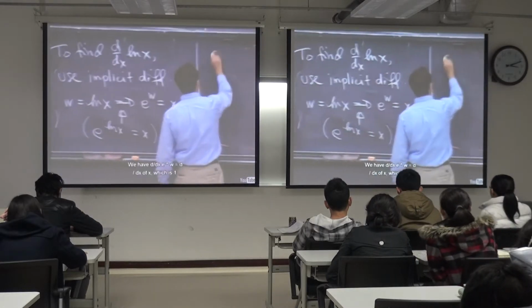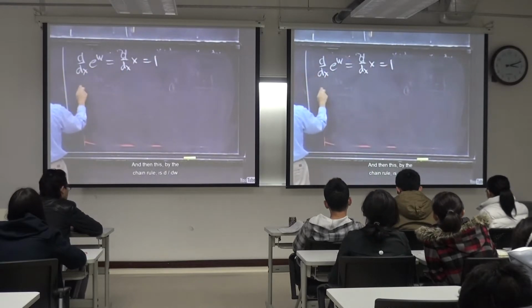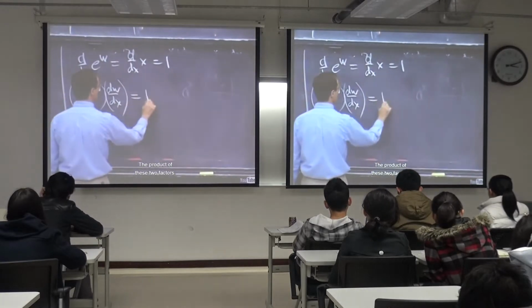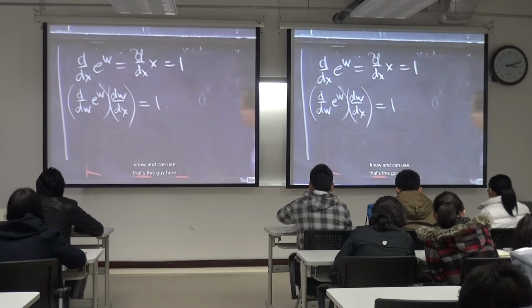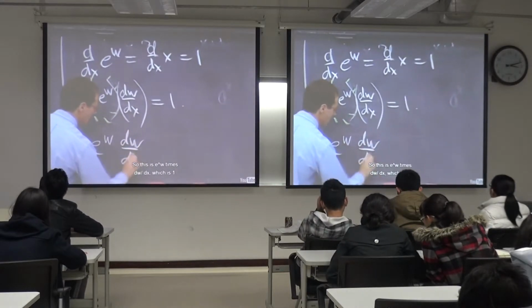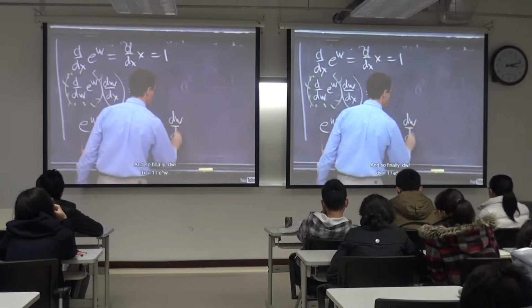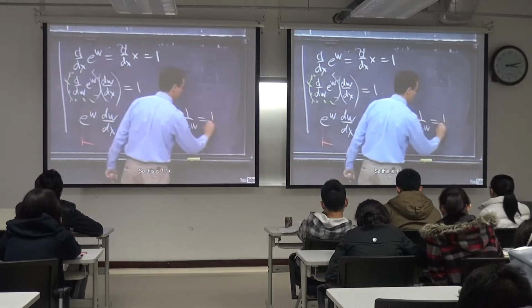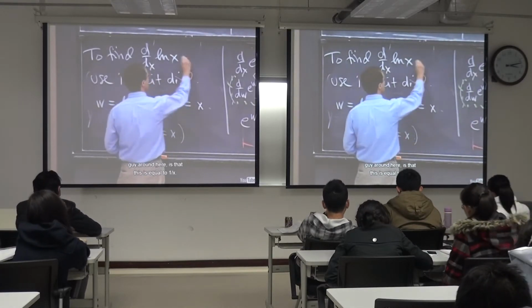So let's do the differentiation. Here we have d by dx, e to the w is equal to d by dx x, which is 1. And then this, by the chain rule, is d by dw e to the w times dw dx. Product of these two factors, that's equal to 1. And now this guy is the one little guy that we actually know we can use. It's this guy here. So this is e to the w times dw dx equals 1. And so finally, dw dx is equal to 1 over e to the w. But what is that? It's x. So this is 1 over x. All right, so what we've discovered is, and now I get to put another green guy around here, is that this is equal to 1 over x.